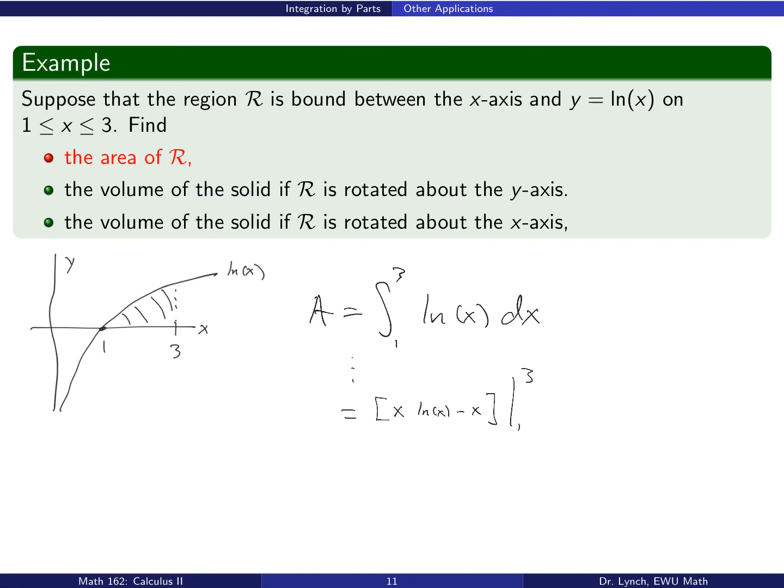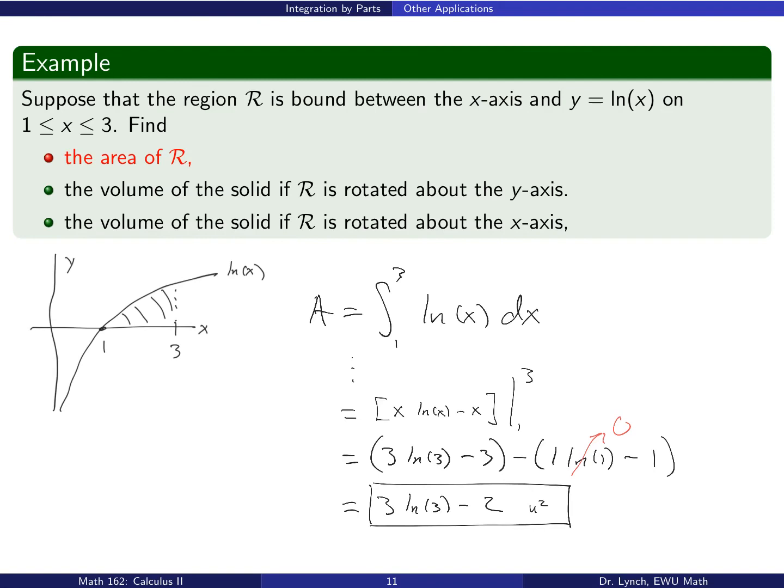So we've seen this integral before too. We found the general antiderivative of the natural log x to be x natural log x minus x, and we'll just evaluate that between 1 and 3 to find the area of the region in this case. So here's our definite integral in this case, 3 natural log of 3 minus 2, and I've written this as units squared because our number in this case represents an area.